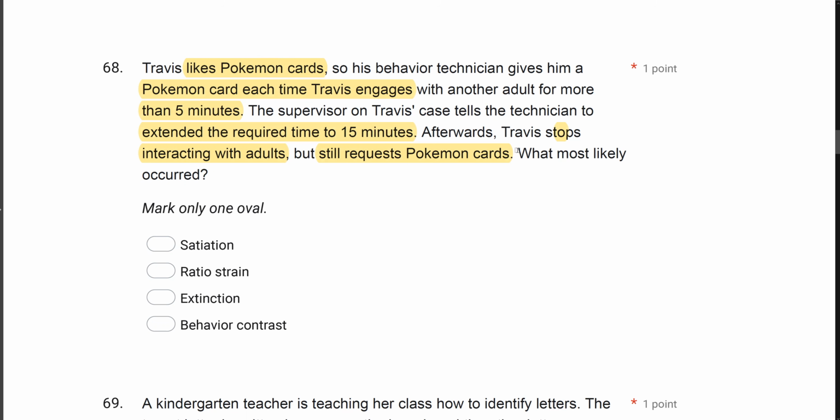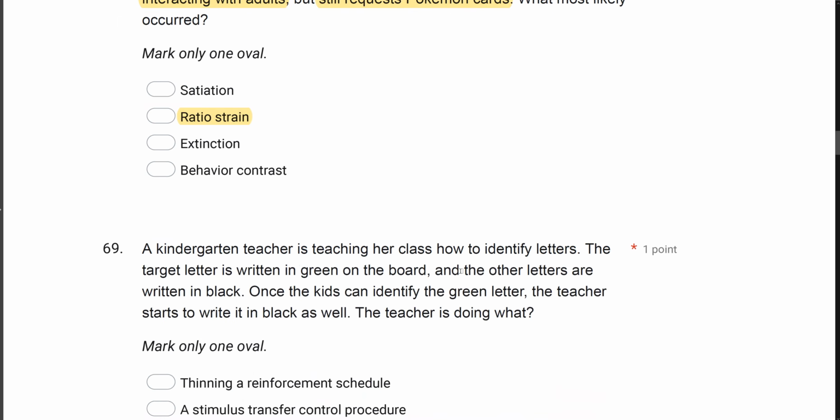C, extinction. Well, the behavior isn't on extinction. He's not even doing the response, right? And then D, behavior contrast. Behavior contrast hasn't occurred because we're still in the same setting. So afterwards, after Travis stopped interacting with adults, what probably happened was ratio strain. Too much fading too quickly, the requirement is too high, he's just not willing to work for it anymore.